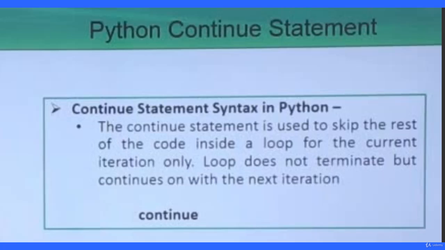So the continue statement is used to skip the rest of the code inside a loop for the current iteration only. The loop does not terminate, but continues on with the next iteration. So this is the syntax of writing continue. All the letters must be written in lowercase. C is not capital, all the letters are lowercase, because Python is a case sensitive language.